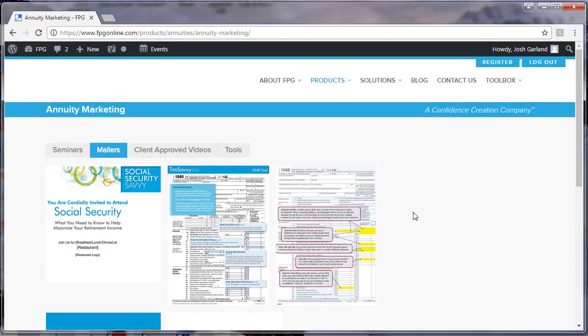The form I'm going to talk about today, we actually have two different 1040 overlay forms. The first one's from AIG, the second one is from Lincoln. They're both great. Lincoln has much more in-depth information. For the sake of our conversation today, I'm just going to use the AIG 1040 form here.